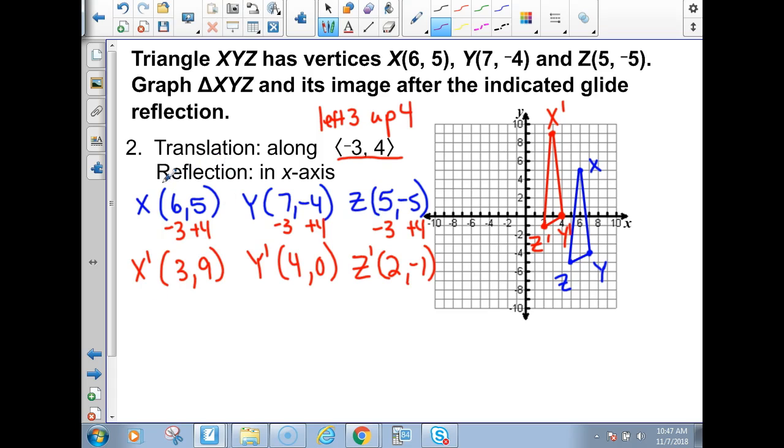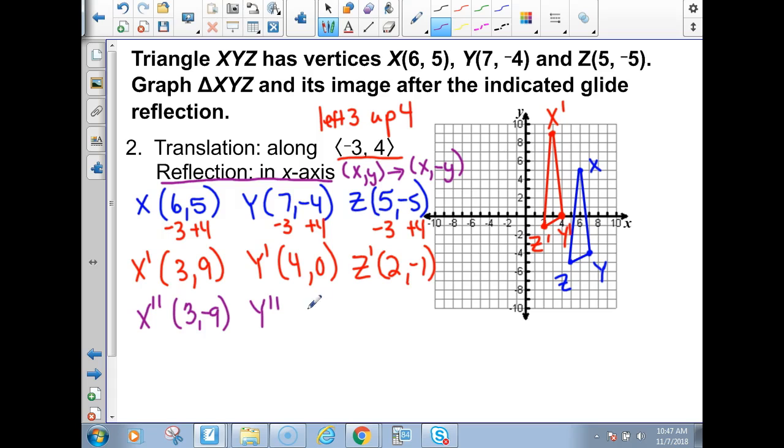Okay, the next step is to reflect in the x-axis. And that rule is you take your points and you change the sign of y. Okay, that's the rule that you could look up on your reference sheet for this chapter. So we're just going to write them down here. X double prime, you're changing the sign of y, so it'll be 3, negative 9.